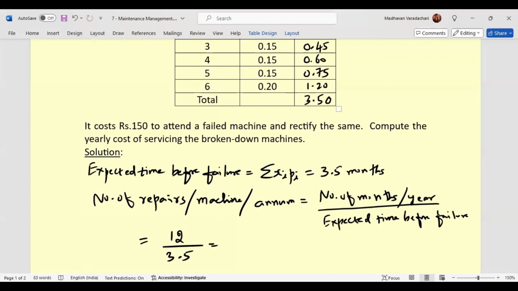If we calculate this, we will get 12 divided by 3.5. We'll get 3.43 approx.